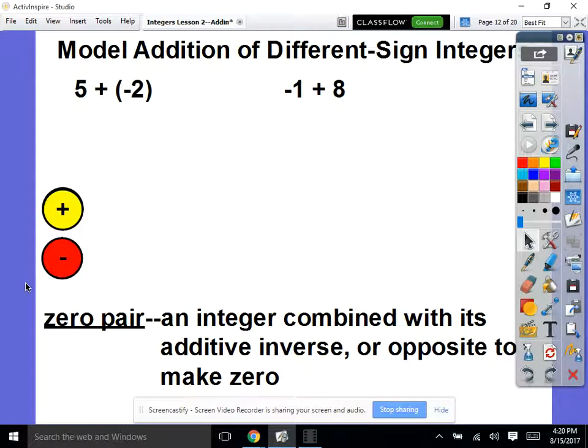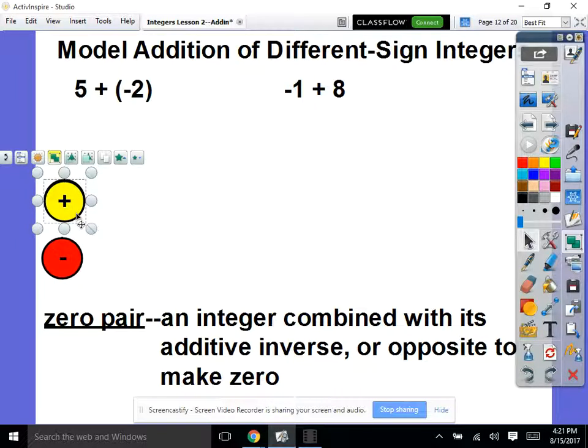All right, now to model addition of different sign integers, and we're not going to use the number line on this one, we're just going to use the counters. So 5, that's a positive. What color do I drag out? Well, remember, yellow is positive, so I'm going to drag out maybe, or maybe not.